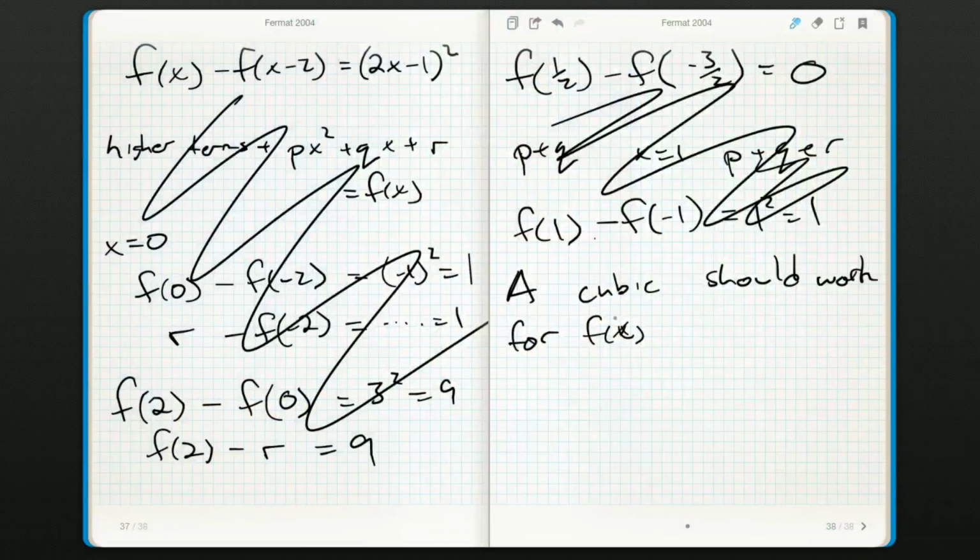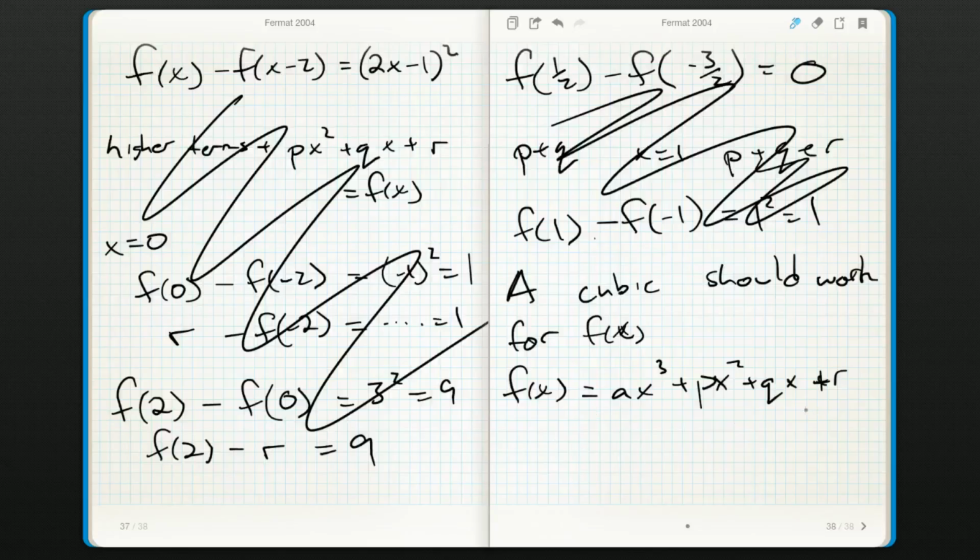So what does a cubic look like? ax cubed plus px squared. By the way, if you had the instinct that a cubic should work, go with it first, because I sort of had the instinct that there'd be a fancy solution. If there is, I can't see one, and look at the time I wasted.